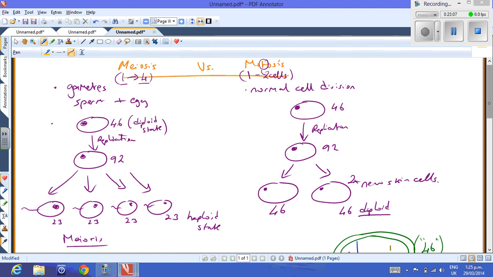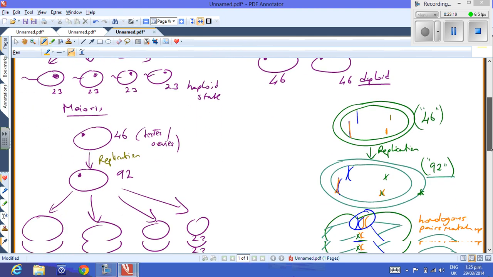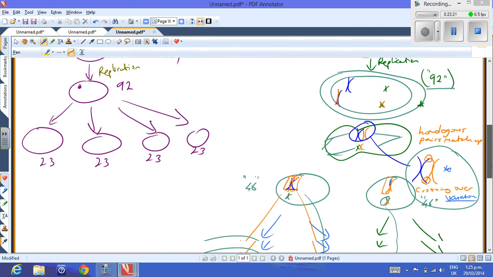So that was DNA replication. We also did the triplet code. We talked about the merits of sexual reproduction versus asexual, and then I talked about meiosis and mitosis, and finished there with a detailed process of meiosis itself.